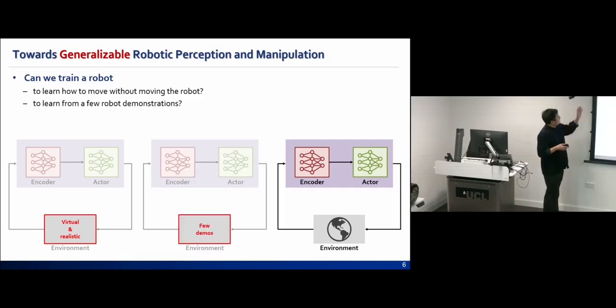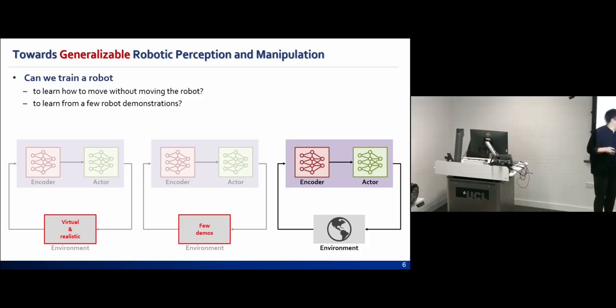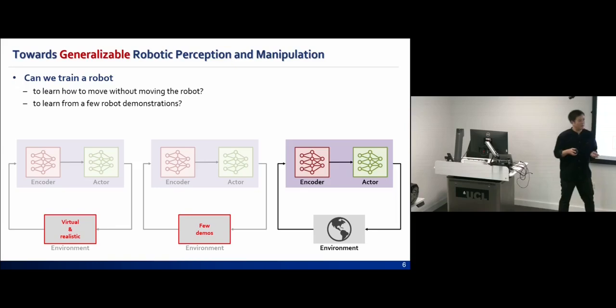And the second one is, can we train a robot to learn from a few robot demonstrations? It is always good to give some demonstrations to the robot so that we can use these demonstrations to further fine-tune the robot and then perform some robotic task nicely.